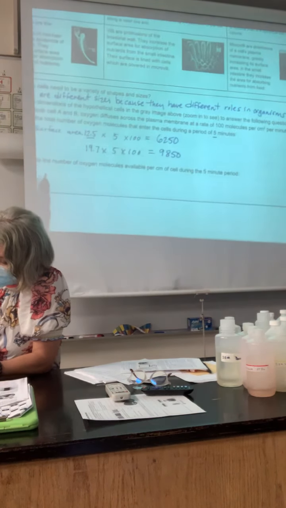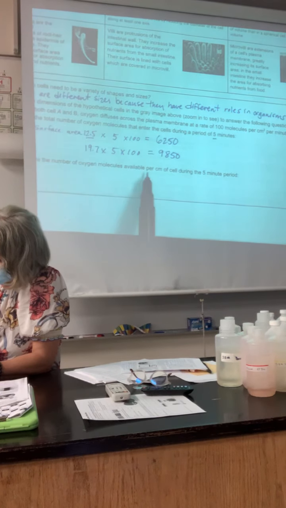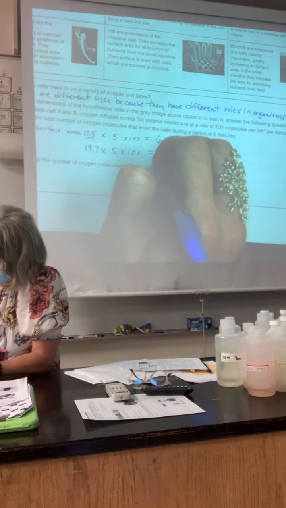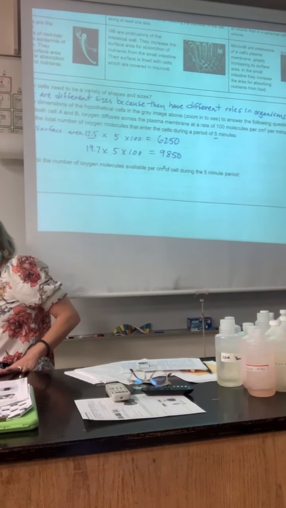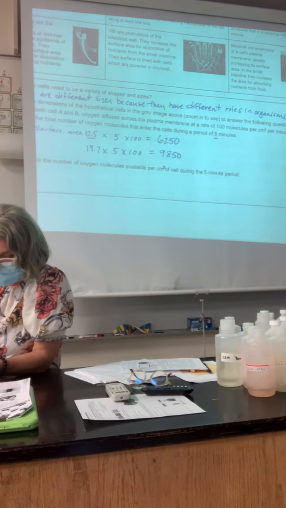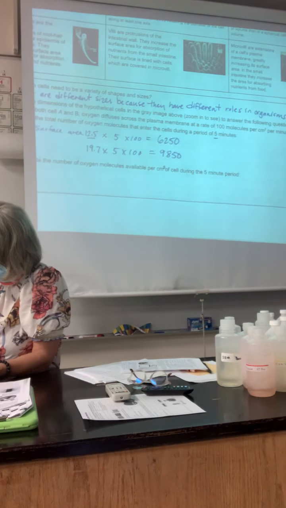Now we need to use that and calculate the number of oxygen molecules available per centimeter. Sorry, this is a typo. Can you make that say cubed? I didn't add that 3 there when I was retyping this document. Can you put that in there? So it's a volume, so volume should be centimeter cubed.